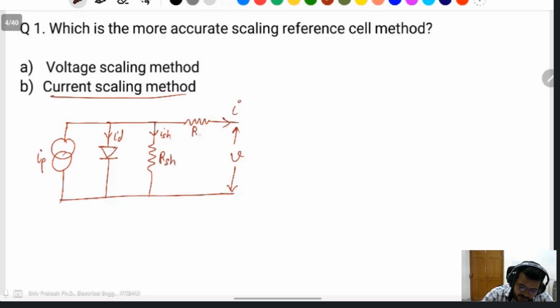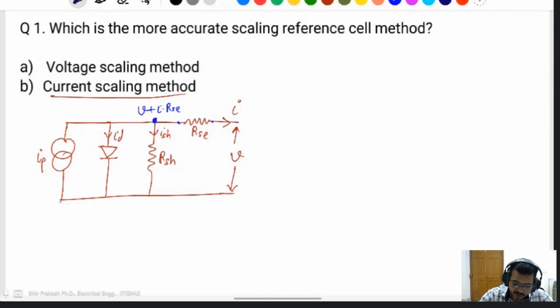RSC. This voltage is V plus this voltage drop, I into RSC. This voltage plus this voltage drop is the node voltage. I think all of you remember this.